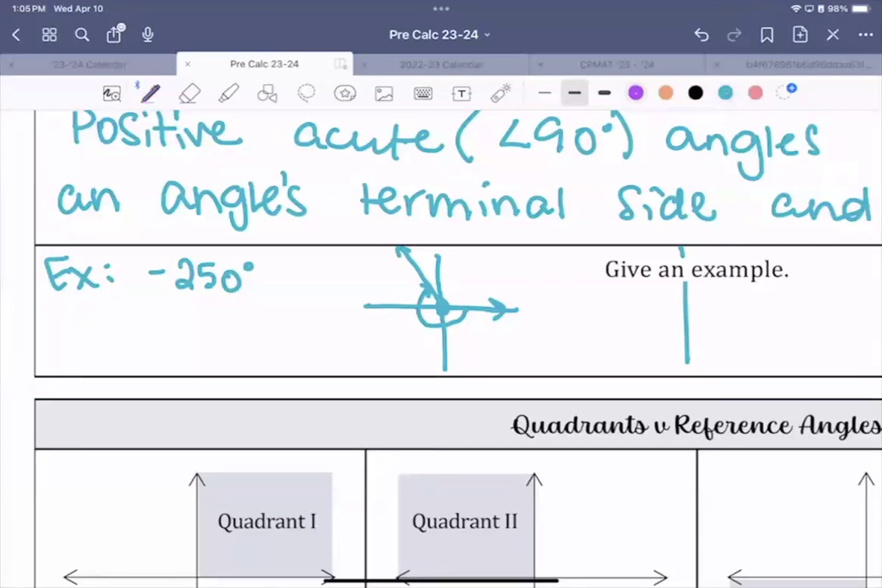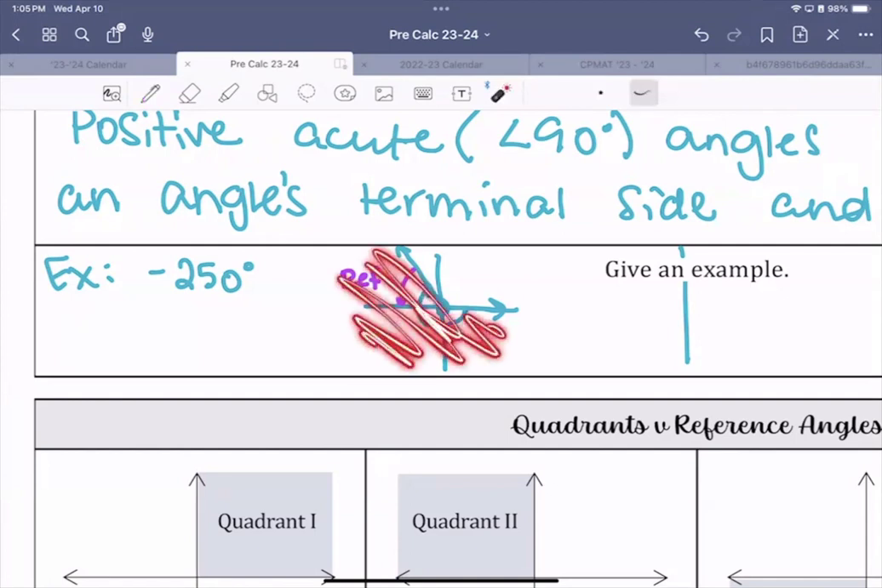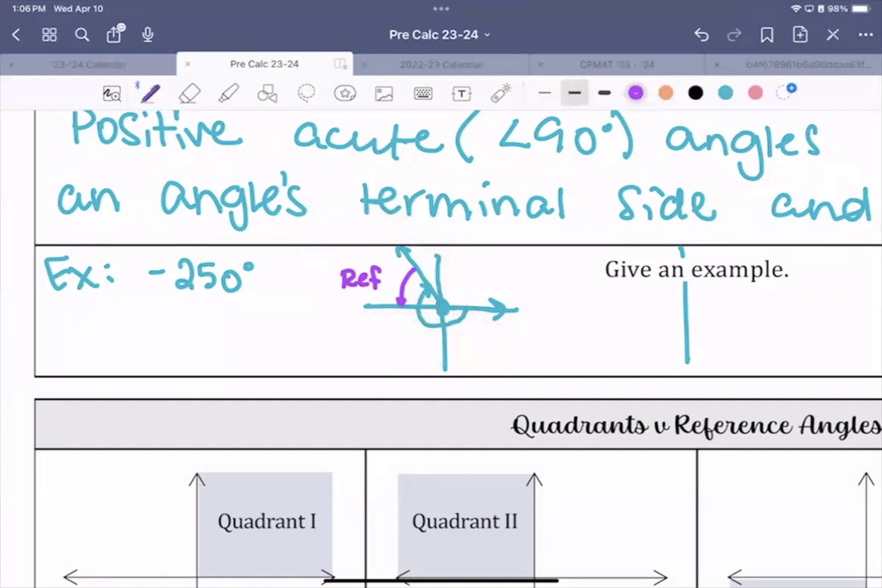And we want to find its reference angle, which is the distance from its terminal side back to the x-axis. We'll label that reference. Now, the way we could do that, let's see. We know this much is 250. We know half of a circle is 180. So we could just find the difference, right? If we know this is 250 and we took away 180, we'd be left with this chunk right here, which is our reference angle. So the difference from 250 to 180 is 70 degrees. So I'm going to label that. The reference here is 70 degrees.